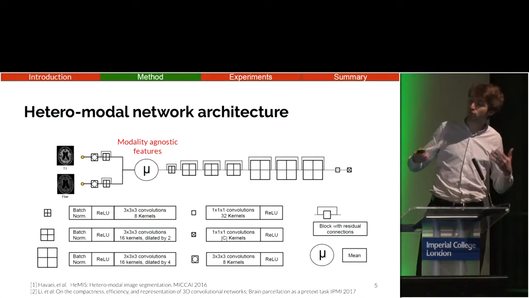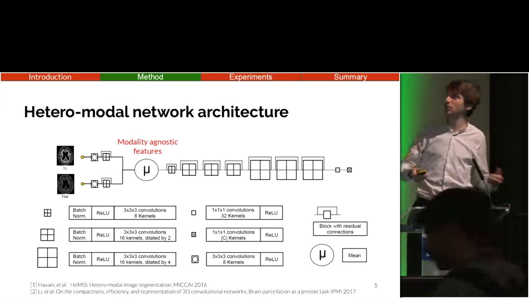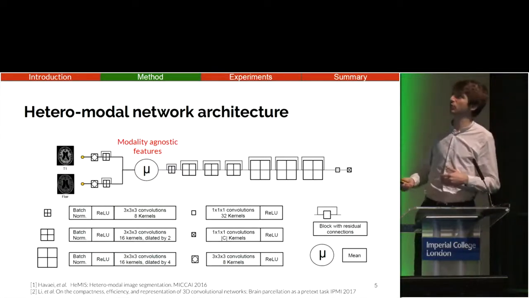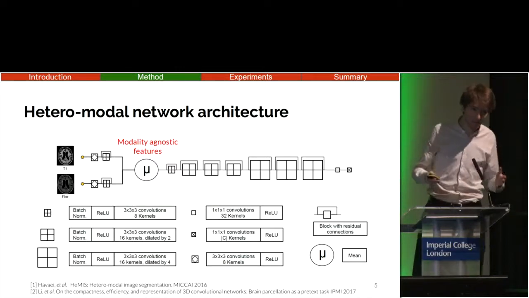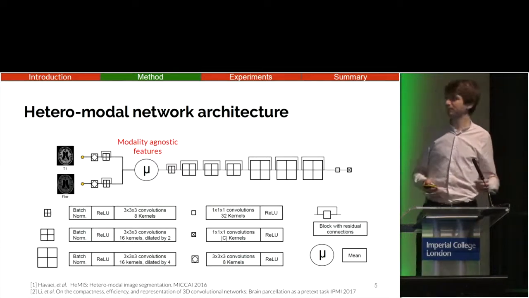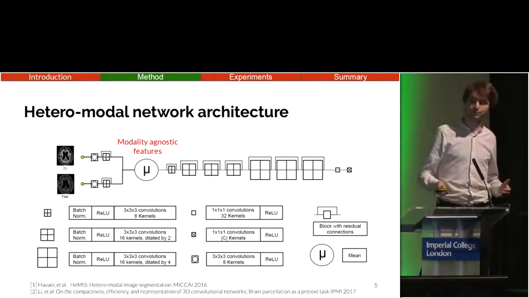When we have access to the two feature maps, it will be the average of these two feature maps. If we only have access to the T1 scan, this mean here will be exactly the feature maps extracted from the T1 scan. After, we perform the tissue and the lesion segmentation on the rest of the network. So this network architecture allows us to deal with missing modalities. The question now is, how can we train such a network?